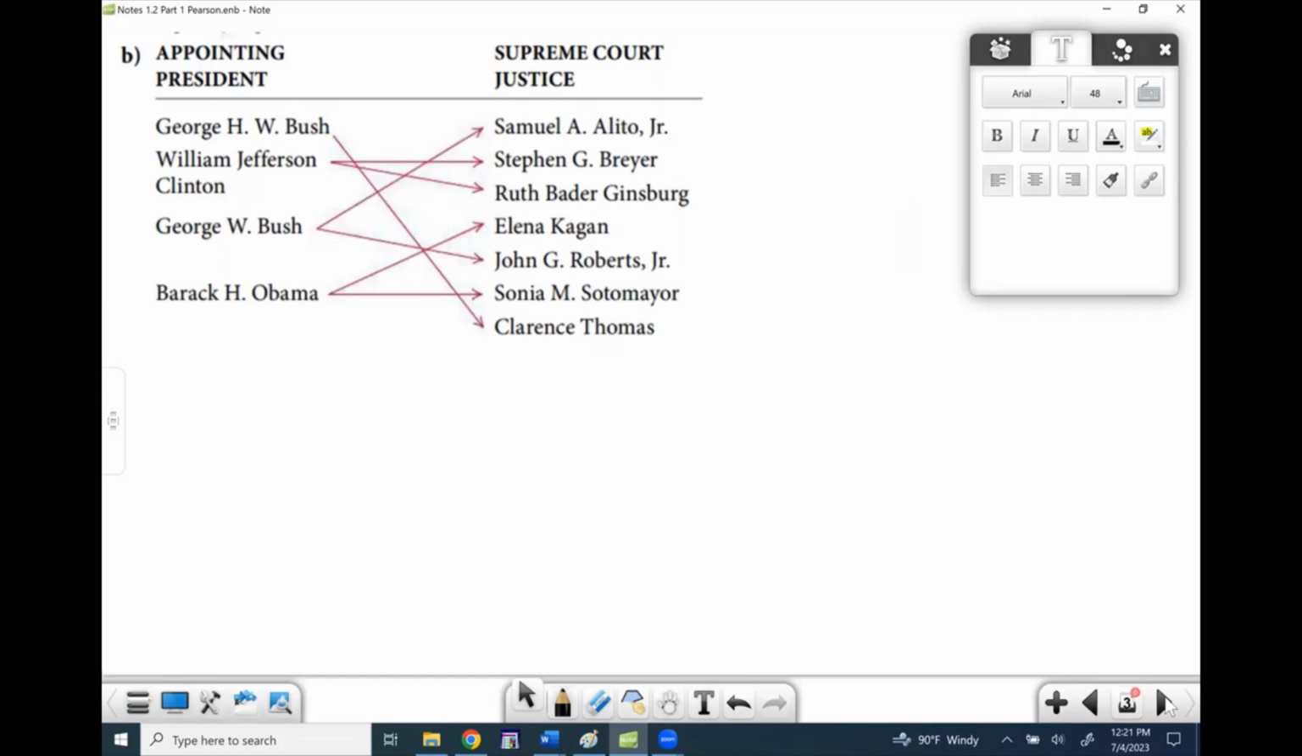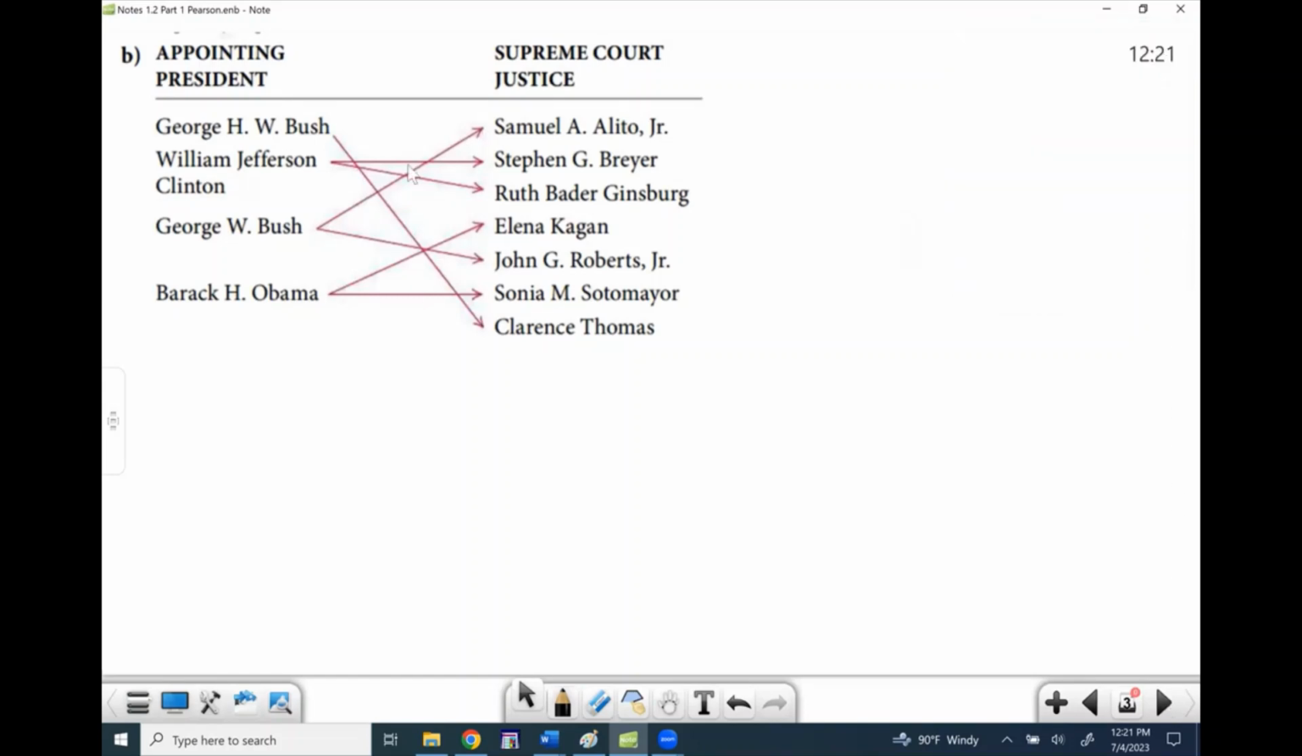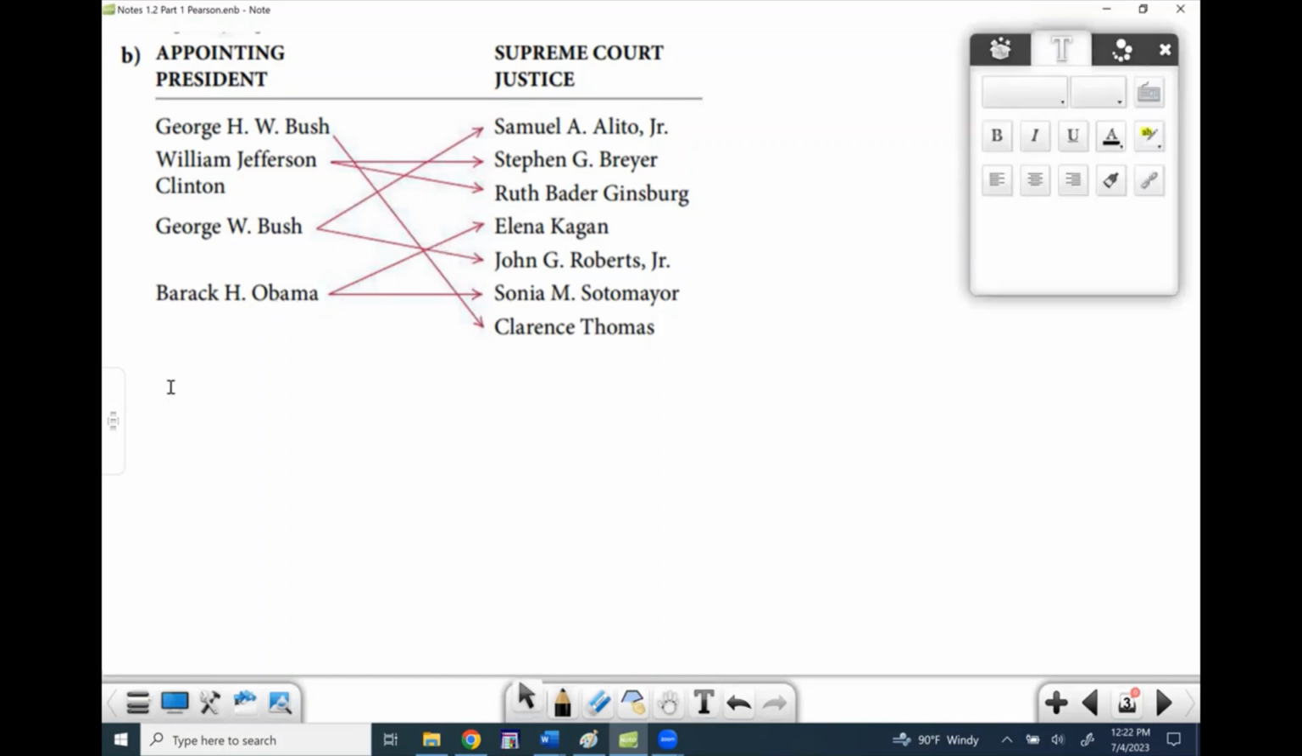All right, let's take a look at this one. So this correspondence here, a mapping diagram, shows George Bush only picked one Supreme Court justice, right? Clarence Thomas. But Bill Clinton picked 2. George W. Bush picked 2, and Barack Obama picked 2. So on this one, we're going to have to say that this is not a function.